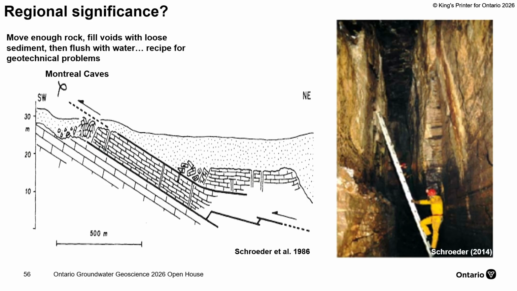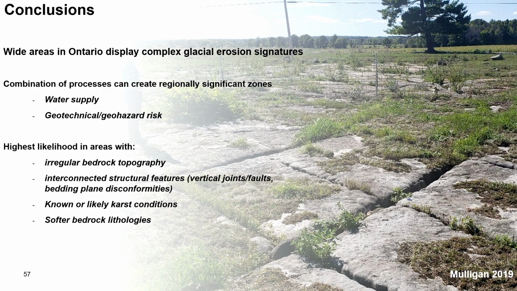And just as a final note, if you displace these rocks enough, you can create really troublesome conditions. This is a picture from beneath the downtown area of Montreal, where the rocks have been separated enough and then been flushed with meltwater to the point where there's significant cave systems that are operating. And this is something that we potentially need to be watching out for in Ontario, because we're seeing the exact same sets of processes operating on regional scales.